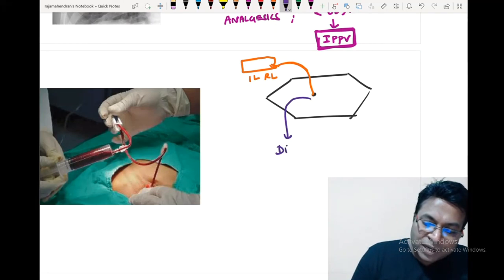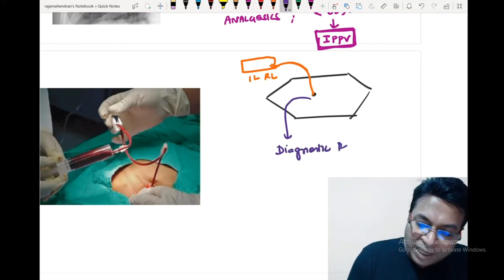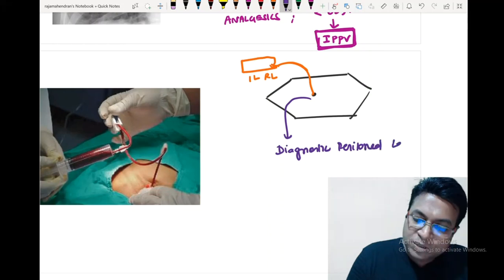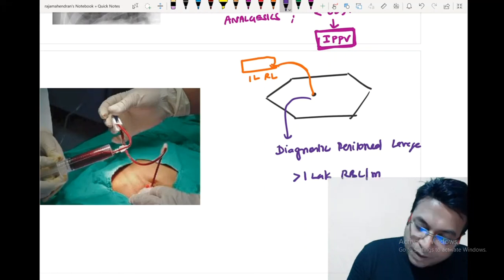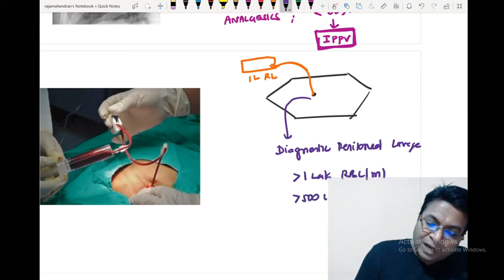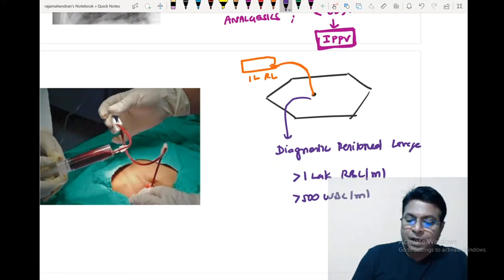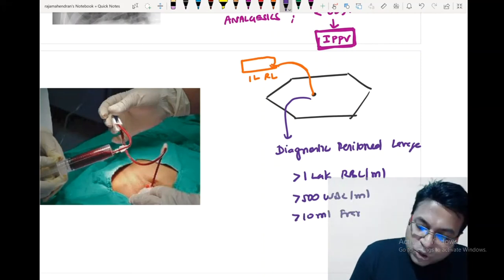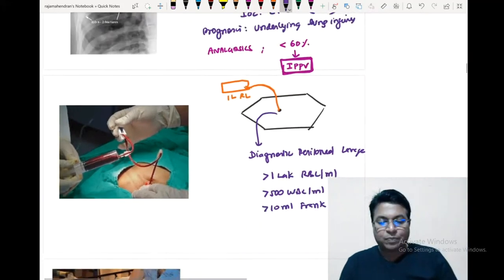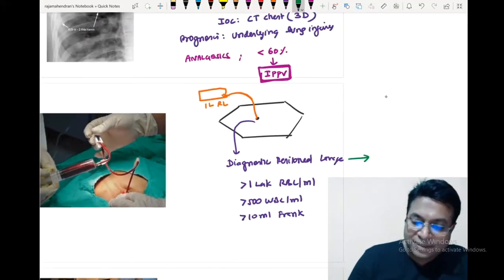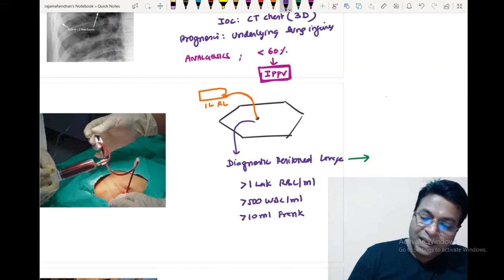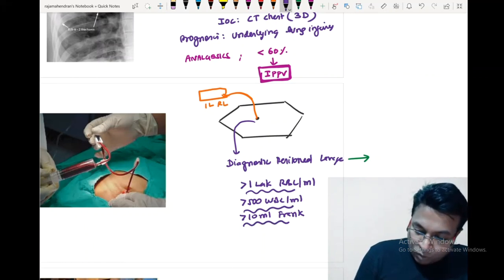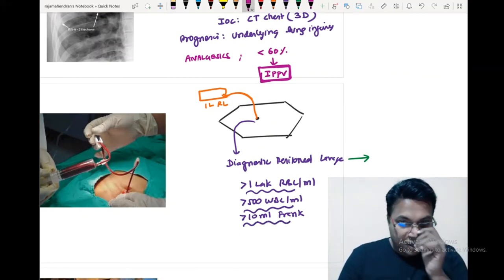So this test is known as diagnostic peritoneal lavage. Here, more than 1 lakh RBC per ml or more than 500 WBC per ml or more than 10 ml frank blood coming, as shown in this image, is said to be positive. Diagnostic peritoneal lavage is an old investigation of our days. When we were doing MS surgery, we used this DPL to diagnose abdominal injury.